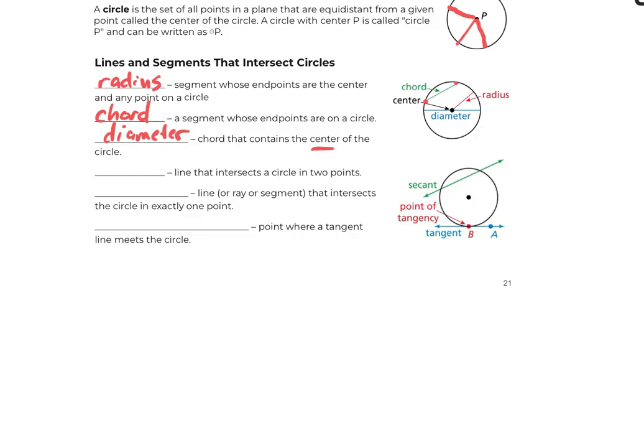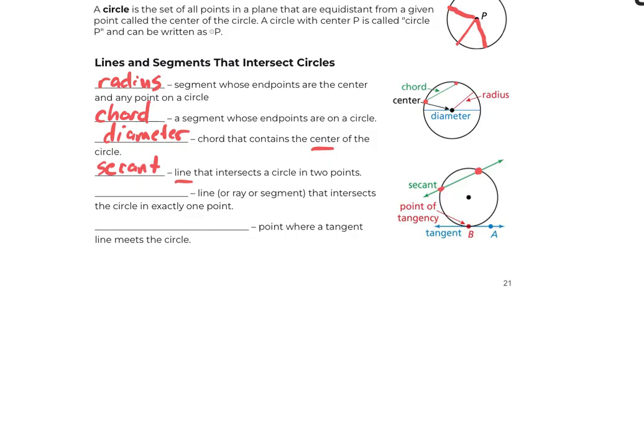A secant is kind of like a chord, but it continues on. So instead of a segment, it's a line. And a line goes on forever. We talked about that way early back in the beginning of the year. A chord has two specific endpoints, whereas a line goes on forever. So a secant is a line that goes on forever, and it intersects two places on the circle. For instance, this one crosses or goes through the circle at those two places. Two intersection points.